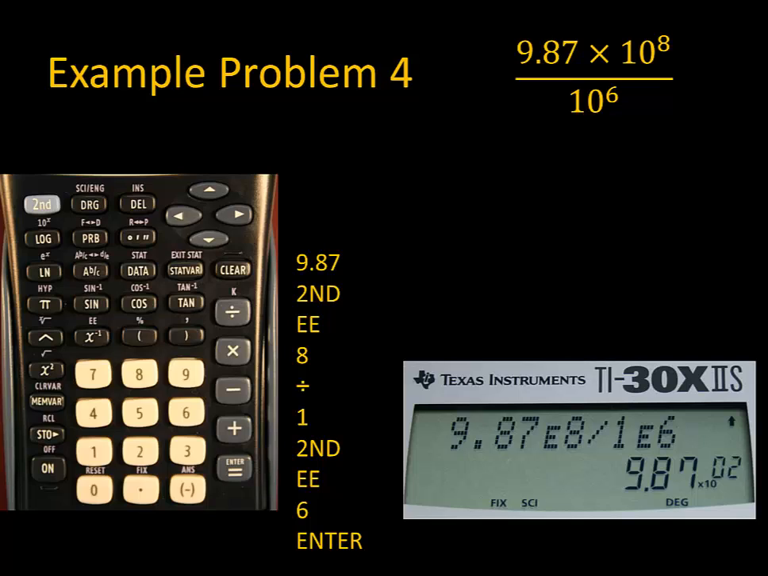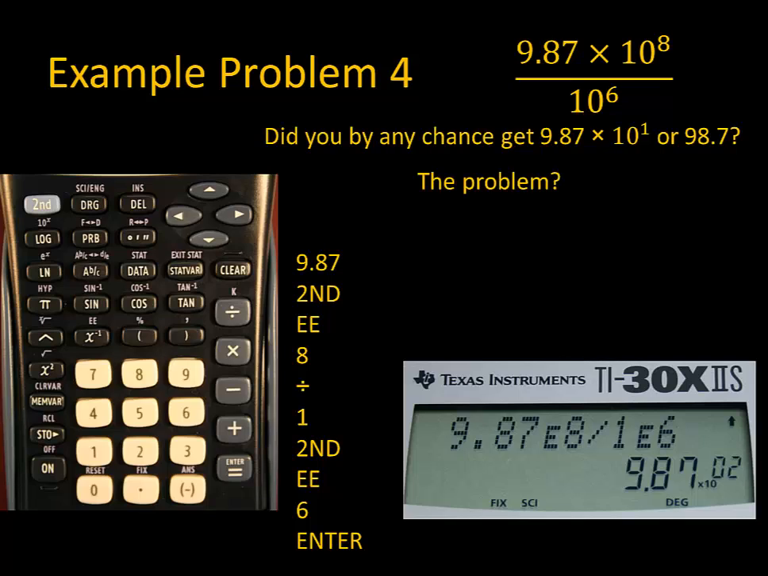Did you by any chance get 9.87 times 10 to the first, which would translate to 98.7? That's what I would get if I'd made the common error on this. And believe me, I've done it, so I've made the error enough times that now I watch out for it. So what's the problem? First, something obvious. 10 to the 6th is the same as 1 times 10 to the 6th.